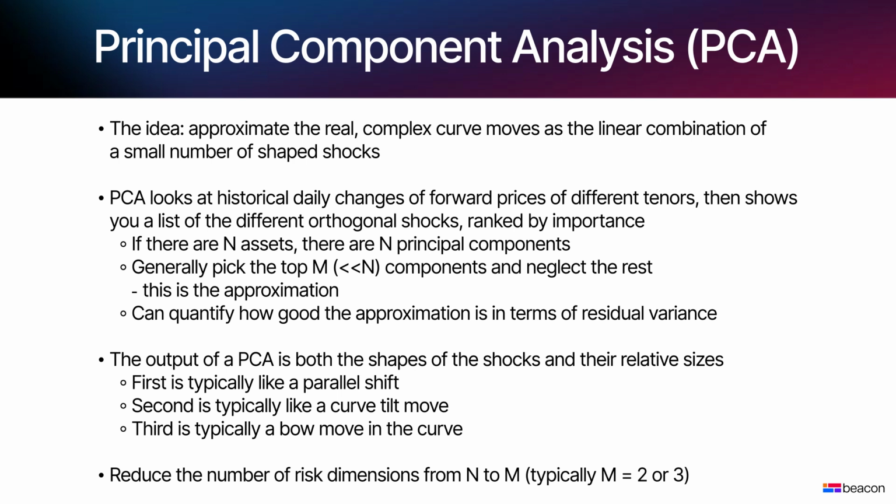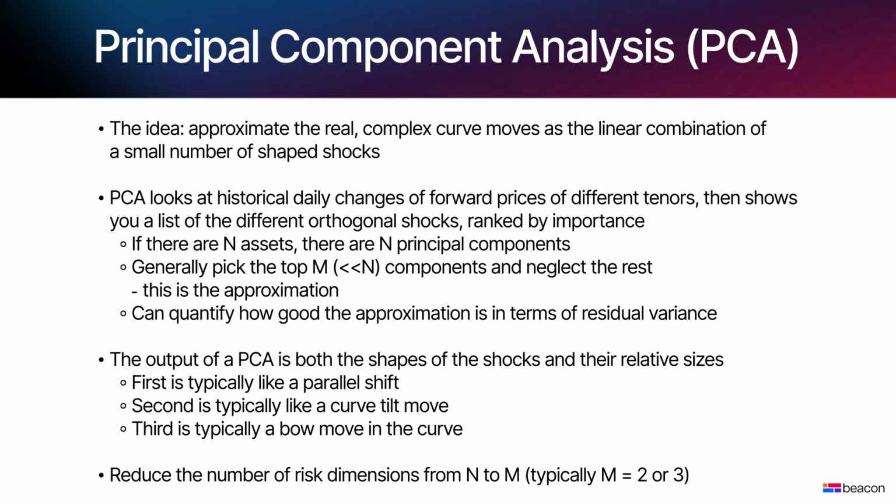The main difference with PCA is that you don't need a model for the shape of the curve shocks. In factor models, we assume, say, that the shaped shocks were all exponentials with different exponential decays. In PCA, the shapes of those curve shocks are outputs of the analysis. The technique tells you those best fitting curve shocks, along with which of those shocks are the most important. The input data for PCA is the same as it is for factor models, that historical covariance matrix, the historical covariances between one-day moves of futures prices of different tenors.